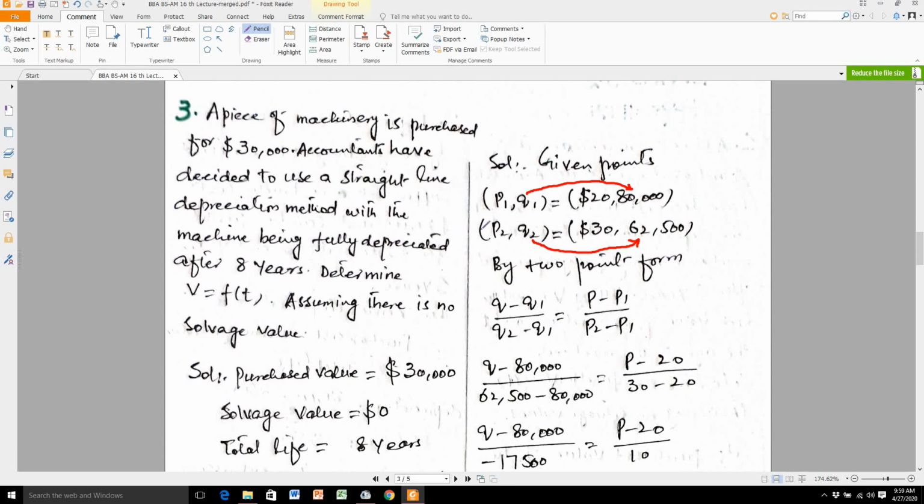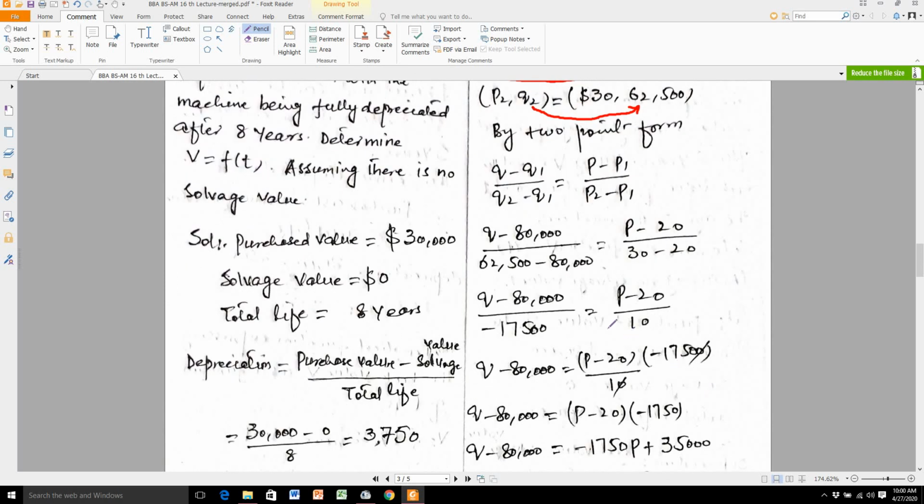Here the value of P1 is equal to $20, so I am writing P1 is equal to 20, then P2 is equal to 30. I am writing 30 minus 20. So after simplification, we get Q minus 80,000 divided by, when you subtract 80,000 from 62,500, you get minus 17,500, is equal to P minus 20 divided by 10.